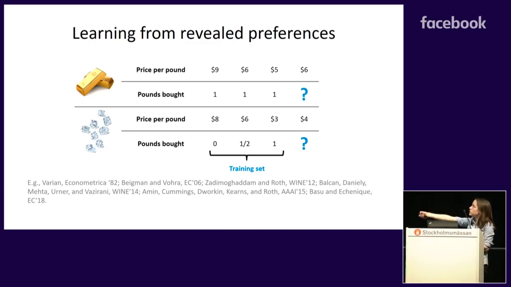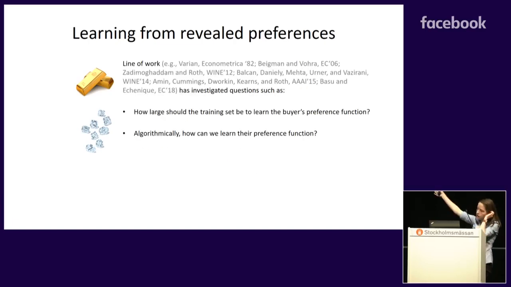So you can basically view your previous interactions with the buyers as a training set, which you use to learn their valuation function so you can answer, for these prices, what would they have bought? And there's been a long line of work on this, also exploring very interesting questions like how many training samples should I use, how do I actually learn the buyers' values?